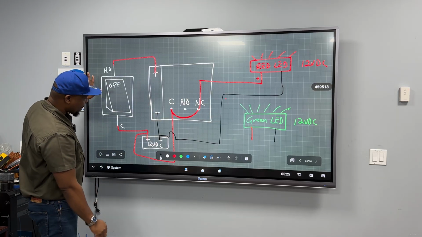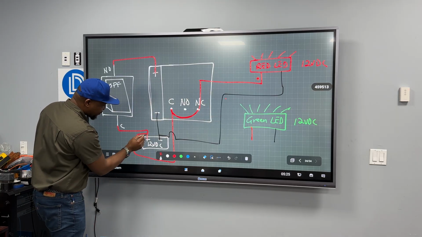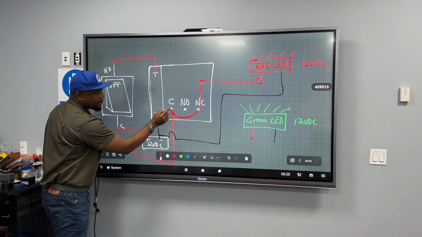Look, I don't even have to worry about this. Positive voltage comes from here, goes to the common.